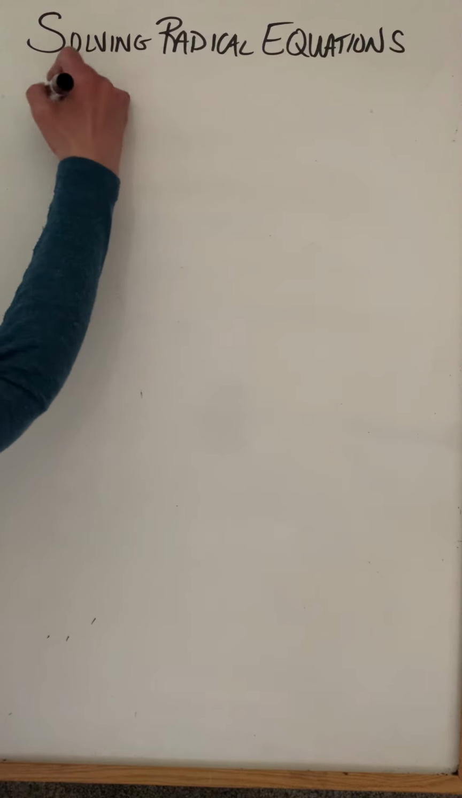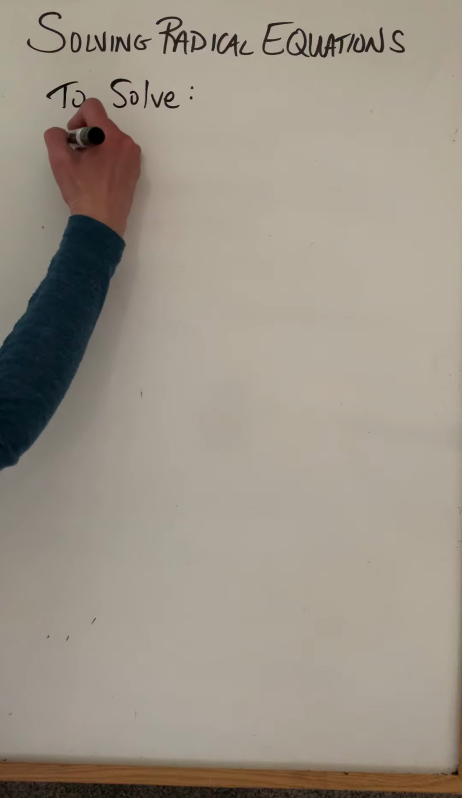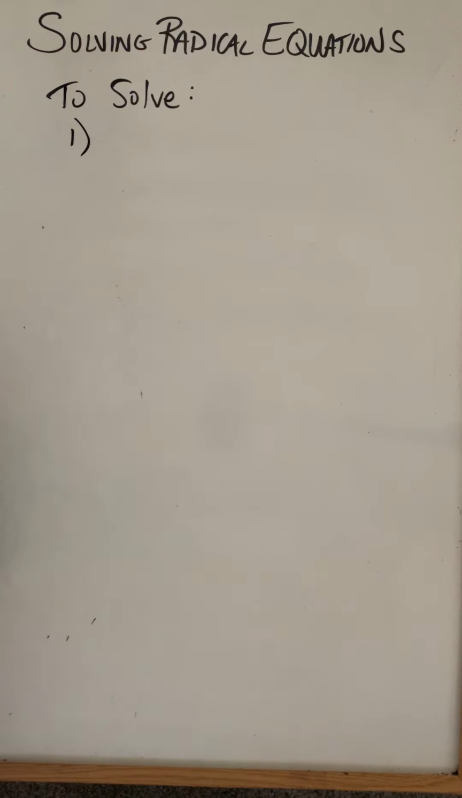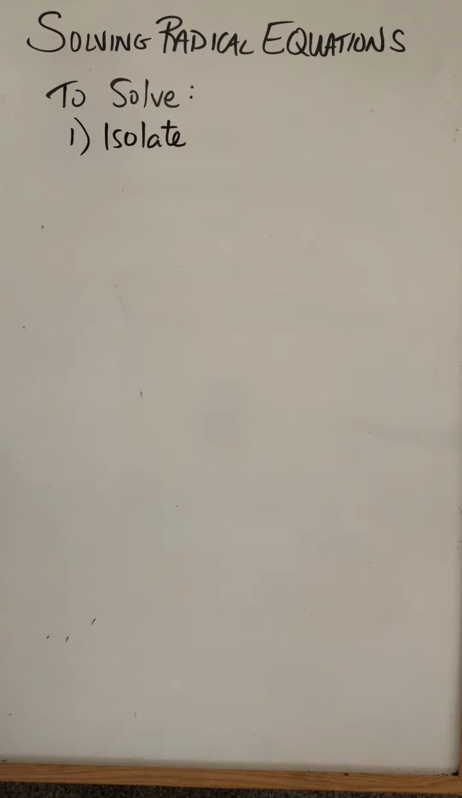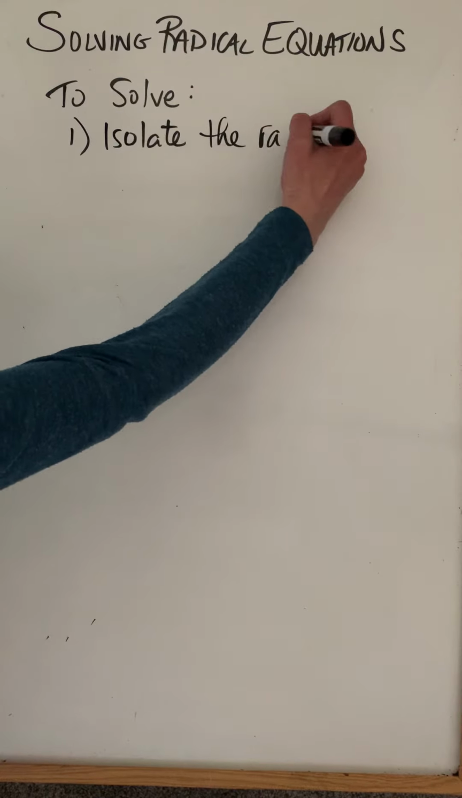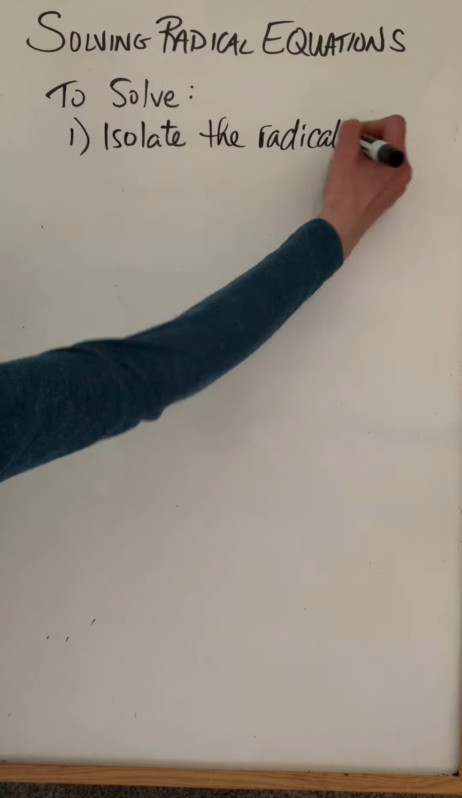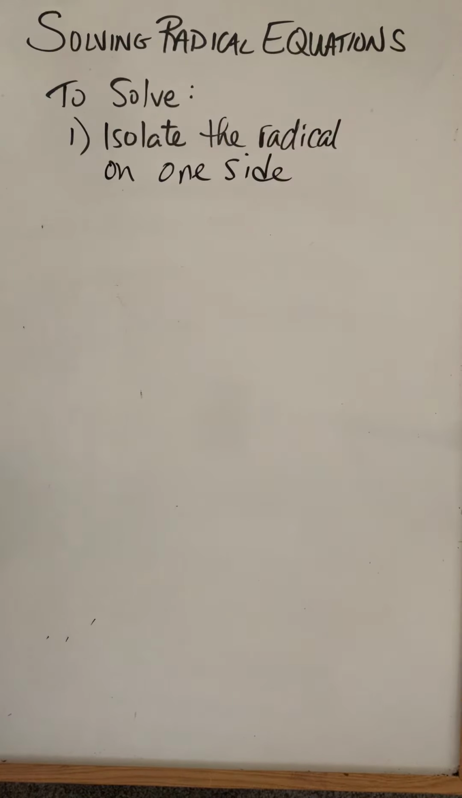Okay. So in order to solve, we have several steps. The first thing that we want to do is isolate the radical on one side. We want to get the radical alone on one side, kind of like when we're solving an equation and we want the x alone on one side.